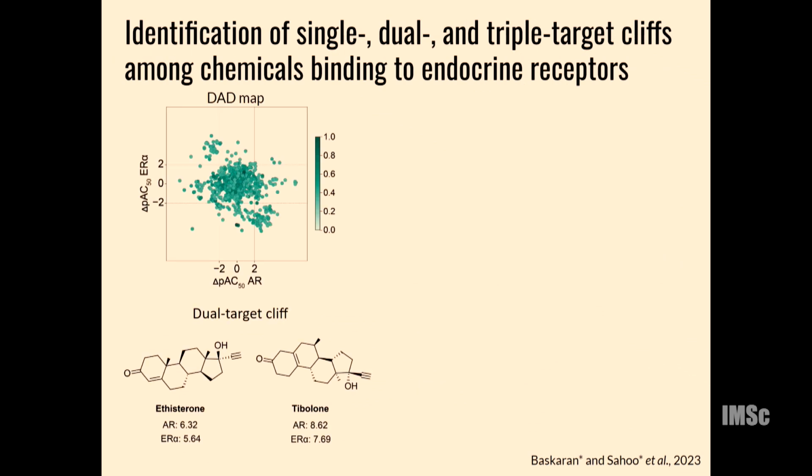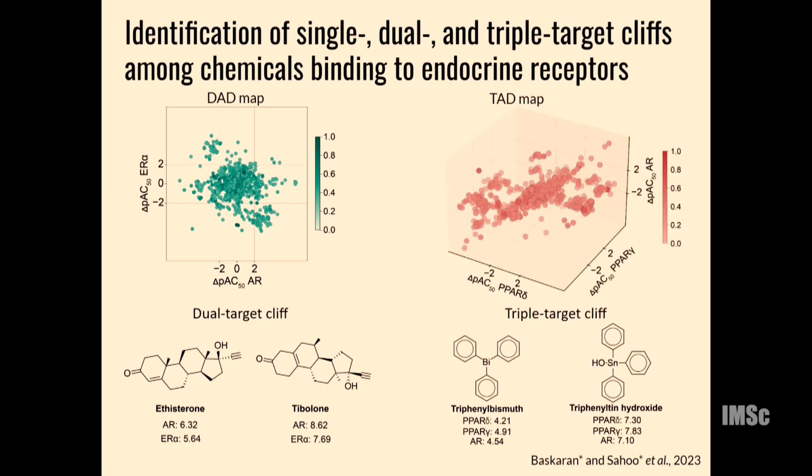So what we have done is we have 8 receptors, so we have taken all the dual target combinations, that is 28 dual target combinations and 56 triple target combinations, and for all these combinations we have constructed the DAD maps and TAD maps. This is one such example I am showing where these 2 chemicals form dual target cliffs with respect to these 2 receptors, and this is a TAD map which gives a triple target cliff, and these 2 chemicals form triple target cliffs with respect to these 3 receptors.